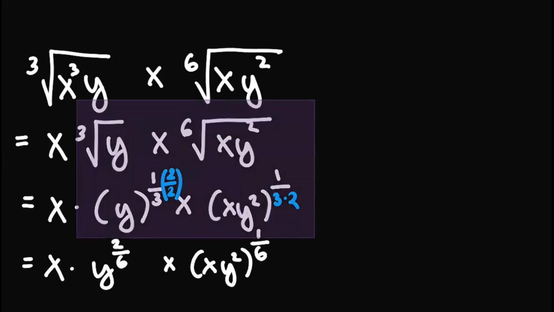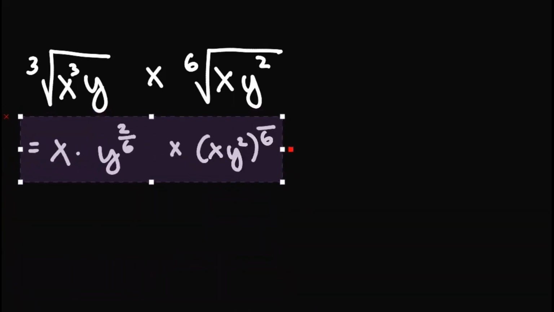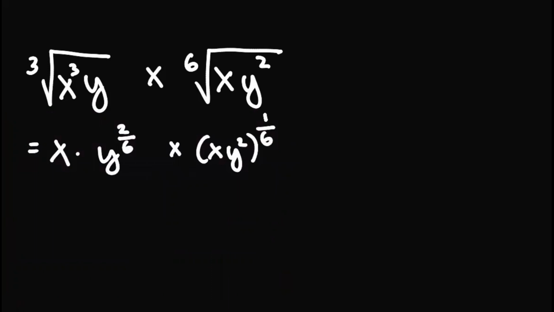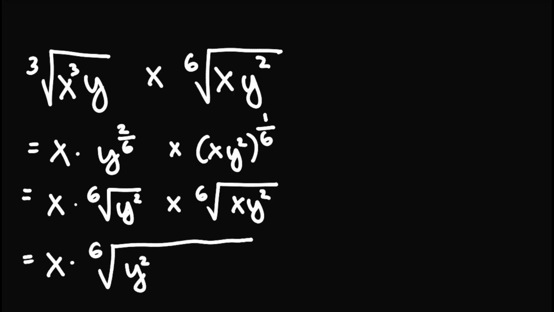So let's clear out some space. And so going back to our radical, we'll have x times the 6th root of y squared times the 6th root of xy squared. So we can now multiply the radicands inside. So this one will become x times the 6th root of y squared times x times y squared.